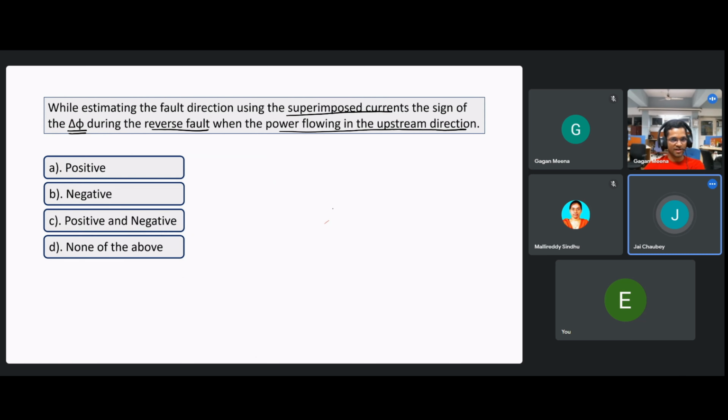Reverse fault. So power flows upstream. If we have a relay here, then a fault like here, F1, is the reverse fault for this relay.